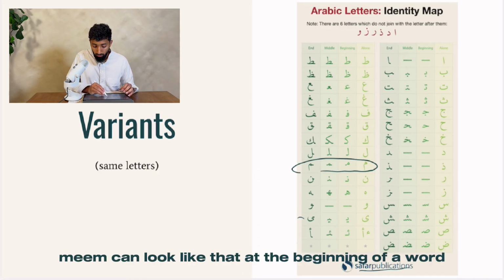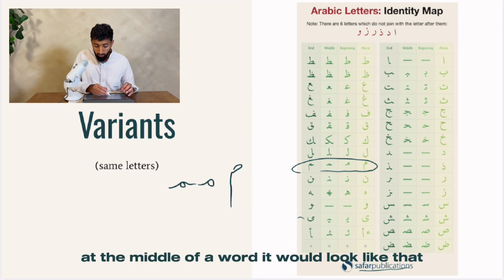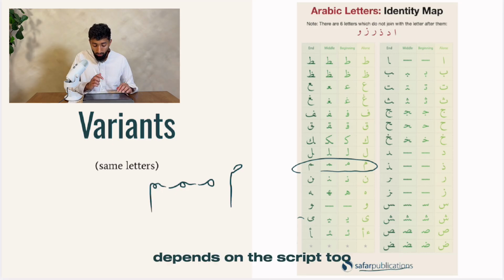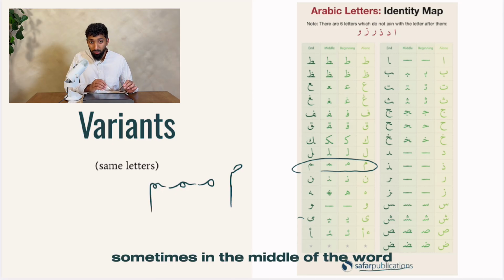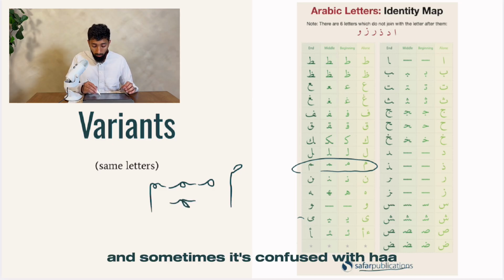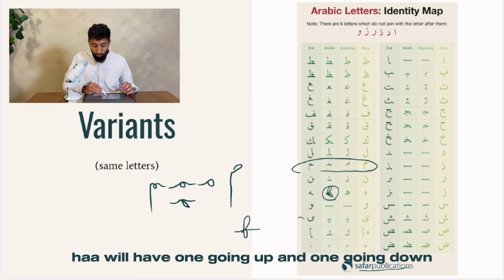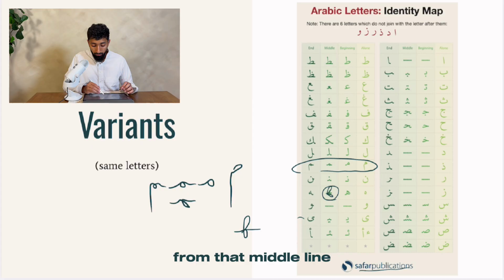So by itself, meem can look like that. At the beginning of a word, it would look like that. At the middle of a word, it would look like that. And at the end of a word, it can look like that. Depends on the script too. Sometimes in the middle of the word, it can appear kind of like that. And sometimes it's confused with ha, but ha will have two heads. Ha will have one going up and one going down from that middle line.